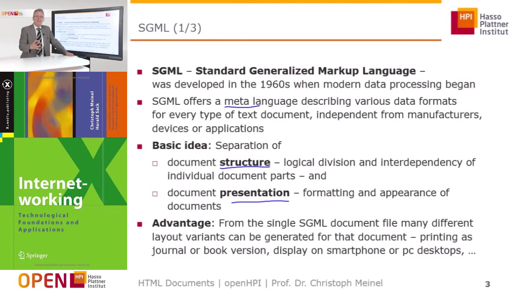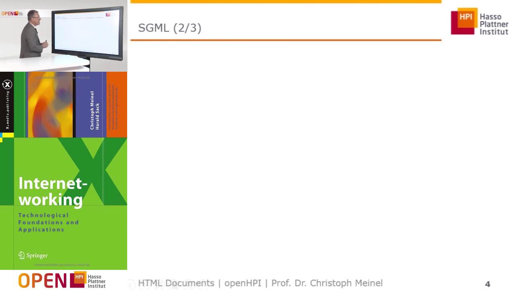Of course, you need a printed version of a document. You want to have it as a journal article. You want to have it as a book chapter. On the other side, you want to display it on a smartphone, or on a large desktop of a PC. So one single SGML document can be provided in different layout variants.